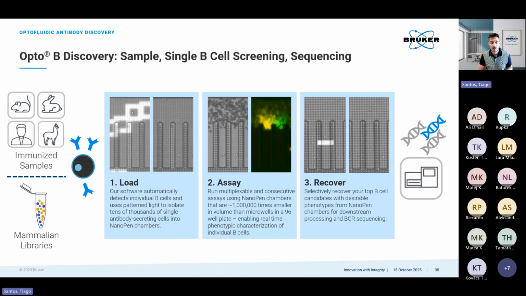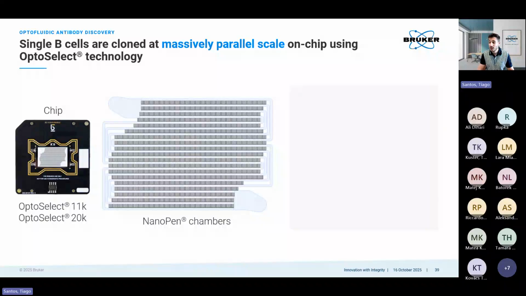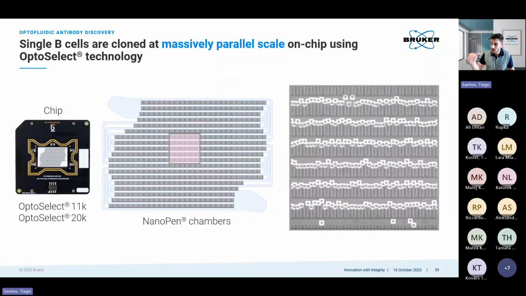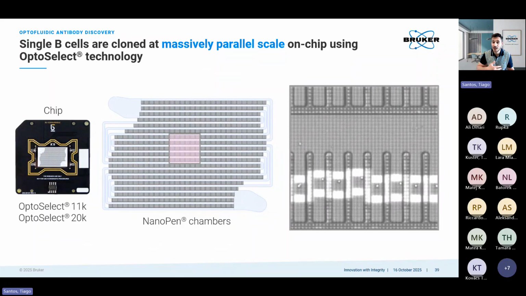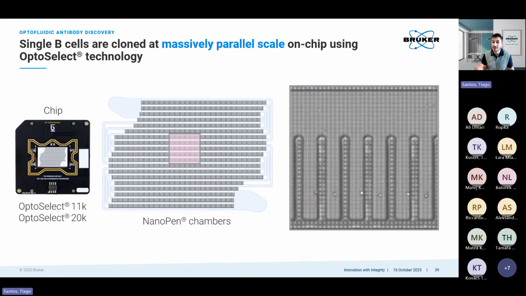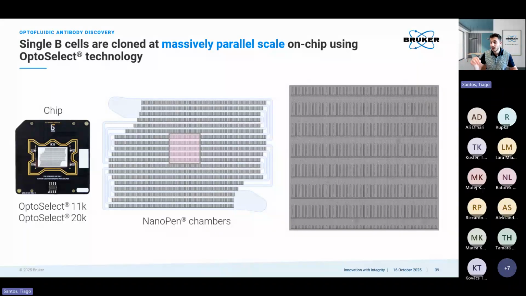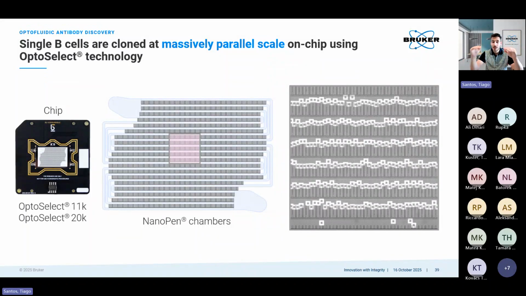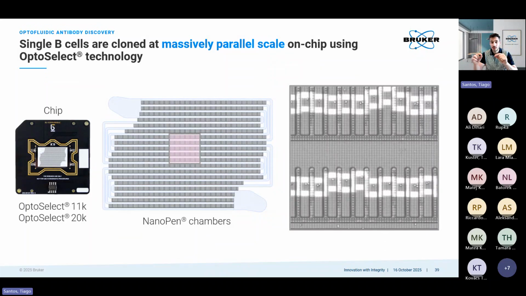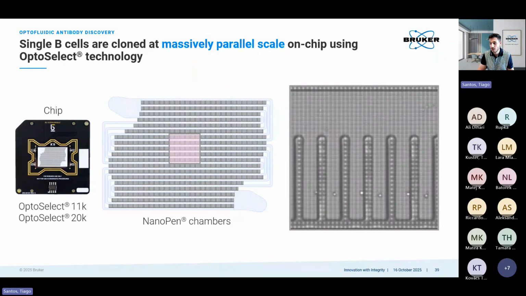And then, of course, you can go to Sanger sequencing, for example, to capture the sequence of that specific antibody that you want to produce. Once again, fully automated. What you see here is a 20K chip. You can analyze almost 20,000 B cells in a single chip. And once again, fully automated, the way that Beacon is able to select each of these single cells and load them in the nanopen.